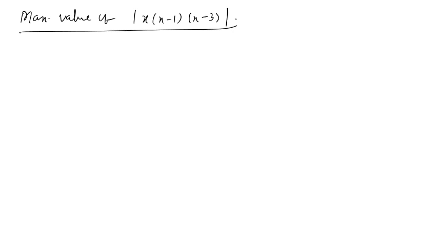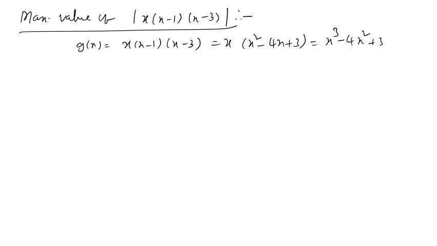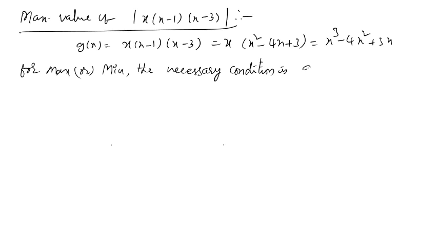Let us see how to calculate the maximum value of x into x minus 1, x minus 3. Let me take g of x equal to x into x minus 1, x minus 3, that is x into x square minus 4x plus 3, so this is x cube minus 4x square plus 3x. For maxima or minima, the necessary condition is that the first derivative must be equal to 0. So g dash x is 3x square minus 8x plus 3 equals 0.